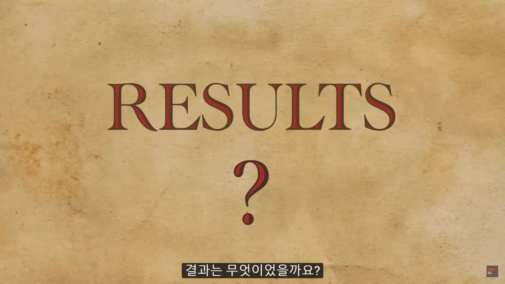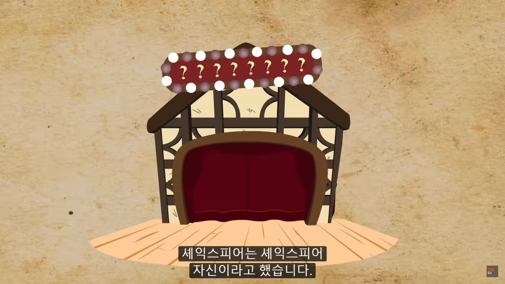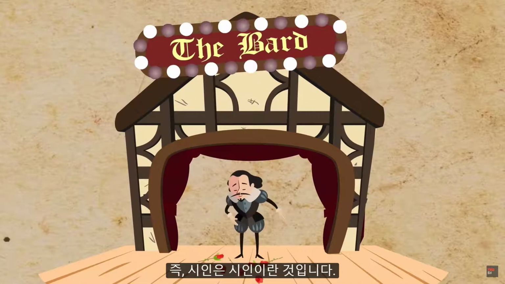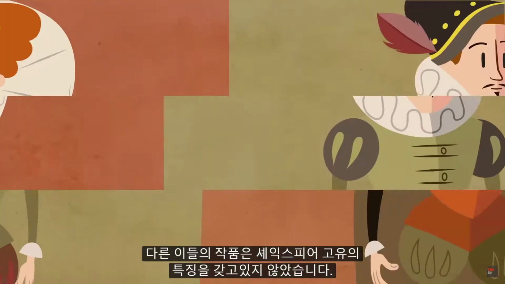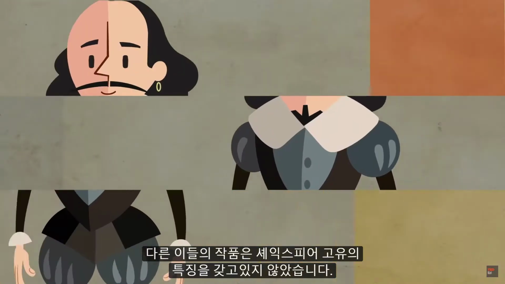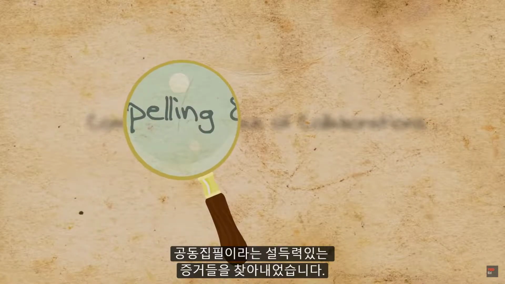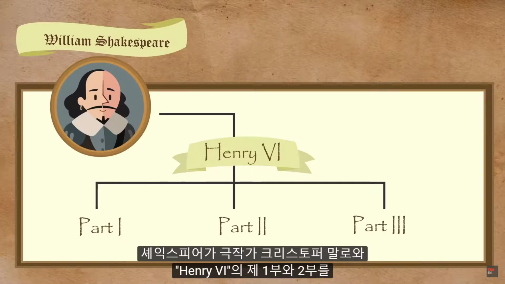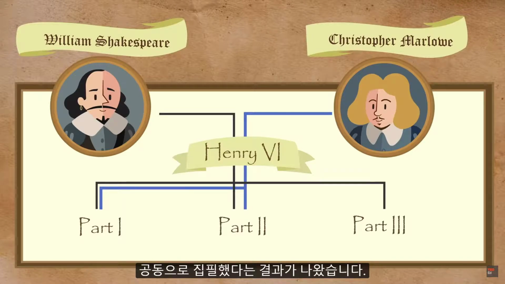What did the results show? Well, the stylometrists who carried this out have concluded that Shakespeare is none other than Shakespeare. The bard is the bard. The pretender's works just don't match up with Shakespeare's signature style. However, our intrepid statisticians did find some compelling evidence of collaborations. For instance, one recent study concluded that Shakespeare worked with playwright Christopher Marlowe on Henry VI, Parts 1 and 2.